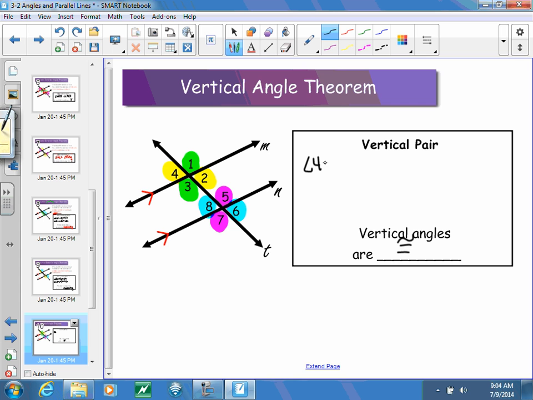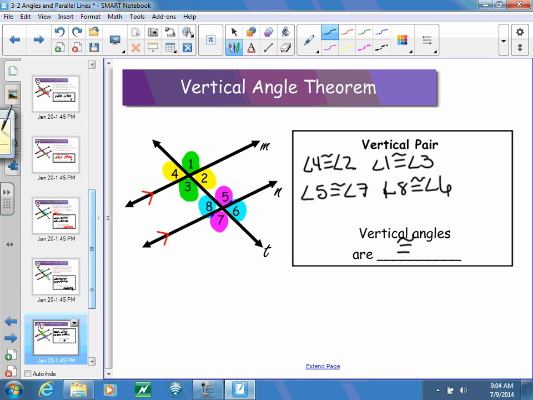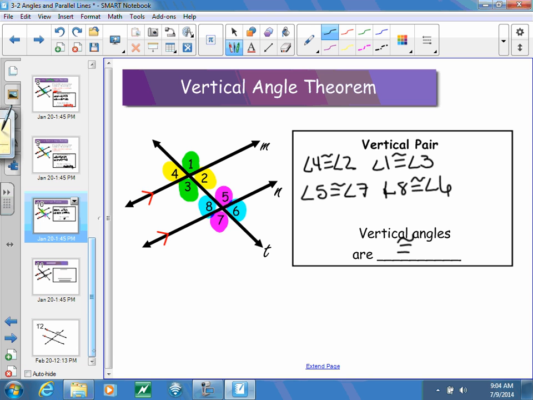So angle 4 is congruent to angle 2. Angle 1 is congruent to angle 3. Angle 5 is congruent to angle 7, and angle 8 is congruent to angle 6, and that's our vertical angle theorem.